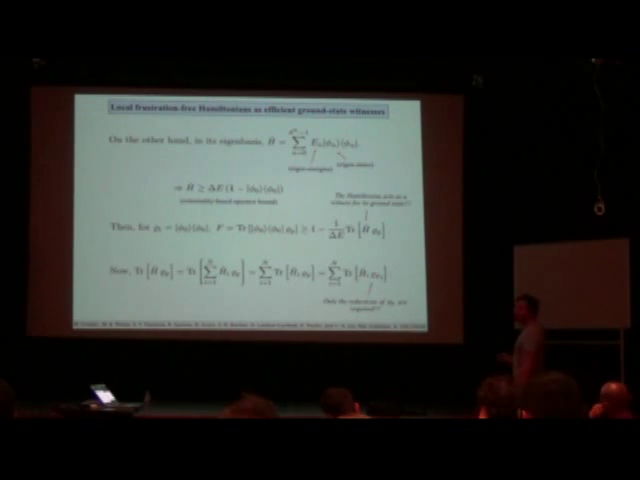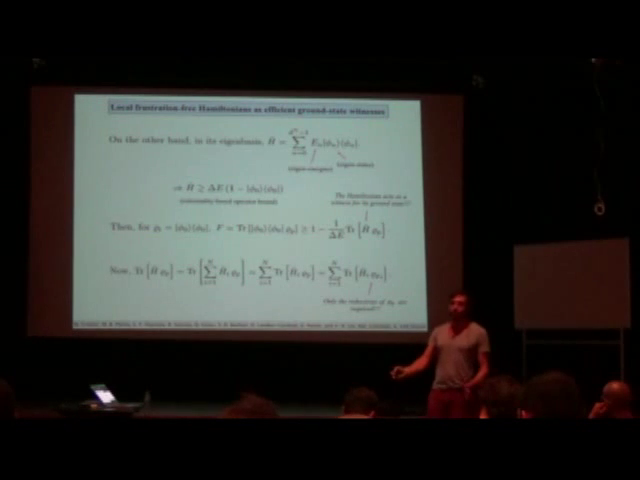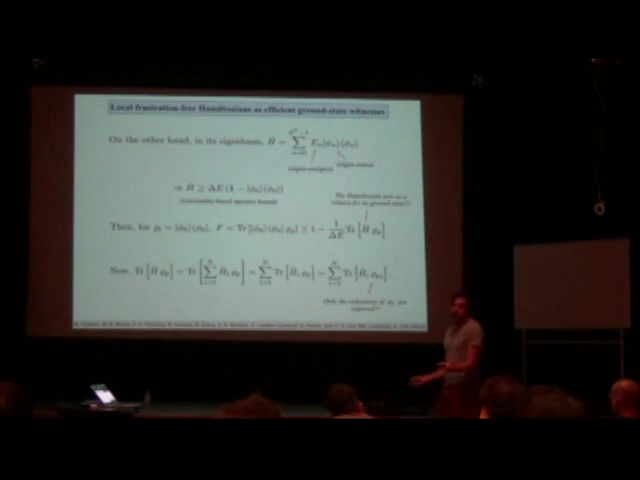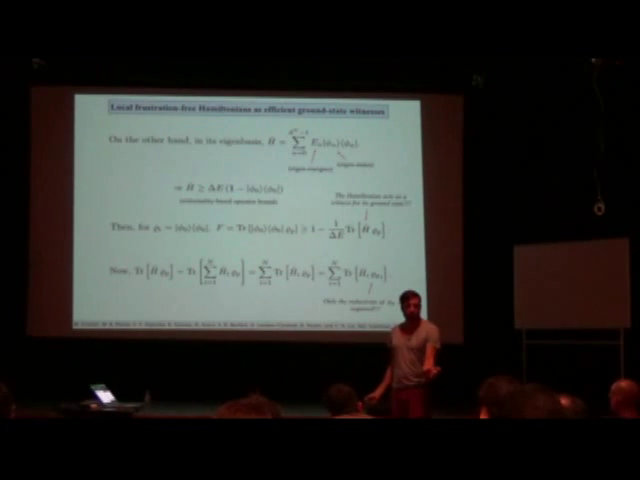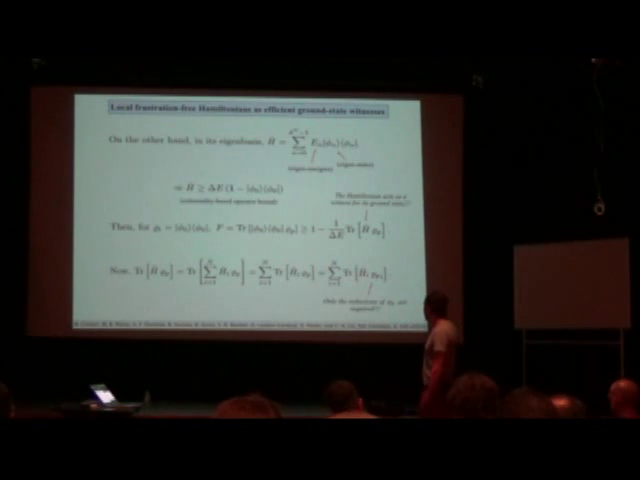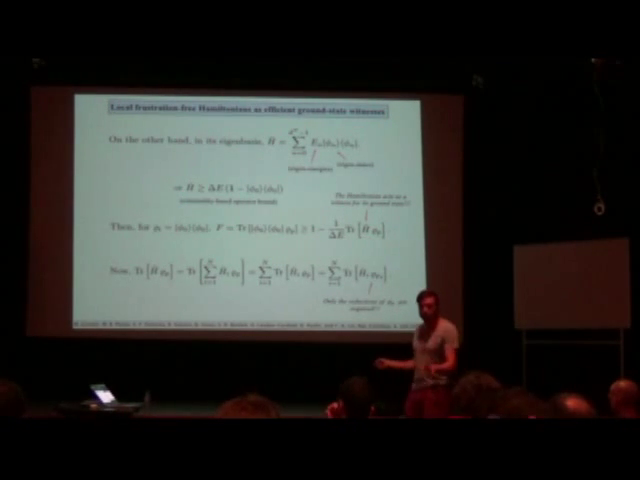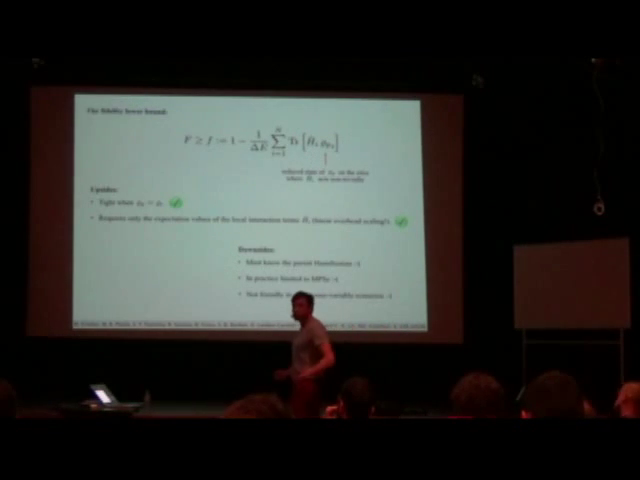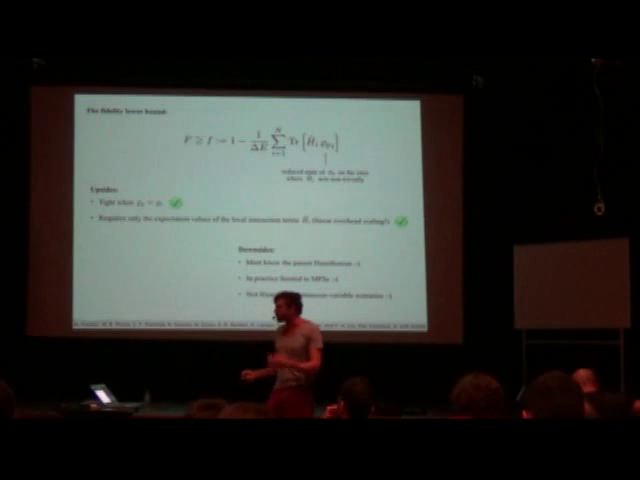Let's say that Hi acts on K contiguous neighboring sites. Then all I need is to do tomography on only K contiguous sites here, then the next ones, and the next one, or not even tomography. I don't need to reconstruct the whole state. I just need to make the measurements necessary to estimate the expectation value of each local interaction term individually. So only information about the reductions is required. This is the nice thing, and this is due to this property of frustration-freeness that I was saying.